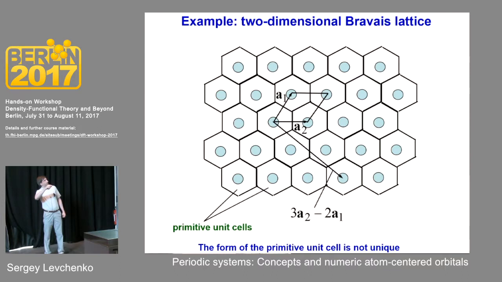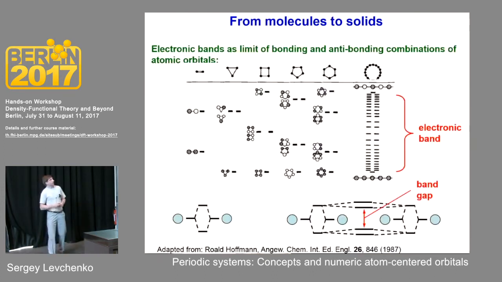So we can introduce a so-called primitive unit cell, which in principle has an arbitrary shape, but it has to satisfy two conditions. First, when we repeat these unit cells in the whole space, there should be no unaccounted space, and these shapes should not overlap. Otherwise, the form is arbitrary.